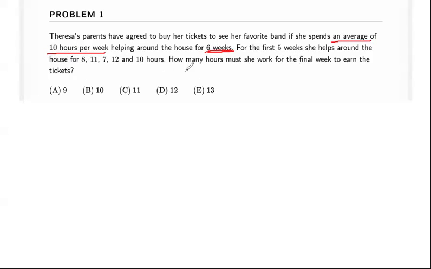first 5 weeks she has around this many hours. So we are going to add these: the 8, 11, 7, and 12, 10. So these are the first 5. And then let's say the 6th week, she has X hours. So when you are looking for the average, we just add them and divide by the number of numbers in this case. And then this is going to give us the 10 because that's the average.